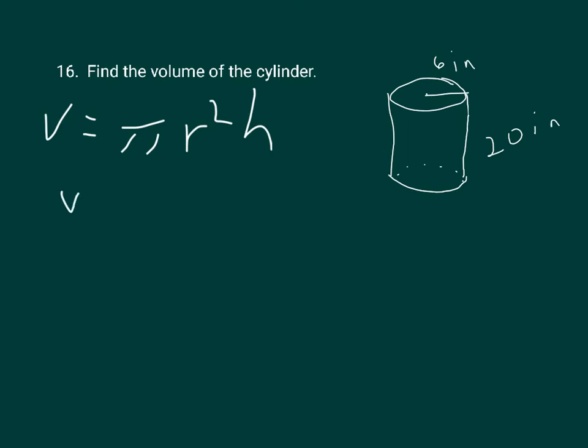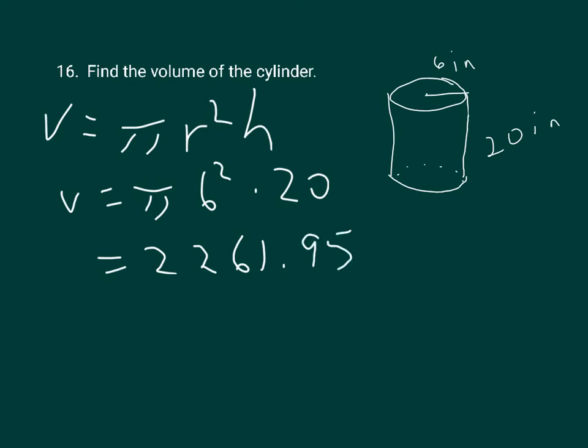We put the numbers in, volume will equal pi times 6 squared times 20. When you enter that on your calculator, it'll look just like you would see this: pi 6 squared 20, and when you hit equals, you should get the number 2,261.9, and if you round off the next digit, it's a 5. Because it's volume, it's always cubic units.